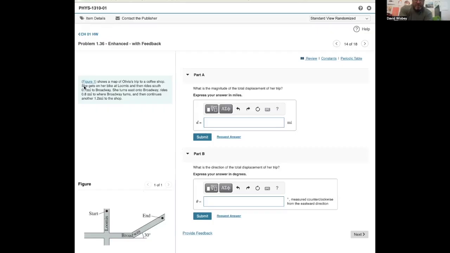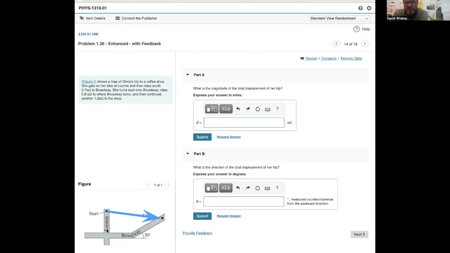All right, and let me draw a picture here of what I'm talking about. So she starts out here at the start position and then she ends up here at the end. And what we're after in the first part is we want to get the magnitude of the displacement. That is, how long is this arrow, right? The displacement is an arrow pointing from where she started to where she ended up.